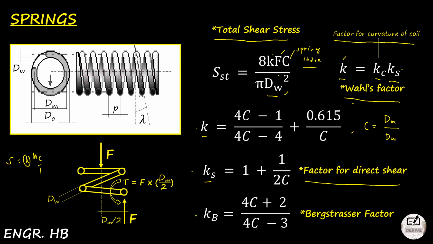So how about this last KB? Si KB ay wala dito. So minsan given si Bergstrasser factor at hinahanap yung spring index which is letter C. So si Bergstrasser factor is another factor, the same as Walls. Yung nga lang syempre may bukod siyang formula. And syempre hindi siya involved sa Walls factor kasi ang involved sa Walls factor is Kc and Ks. And this is another thing, Bergstrasser factor, baka sakaling lumabas. And it is equivalent to (4c plus 2) over (4c minus 3).